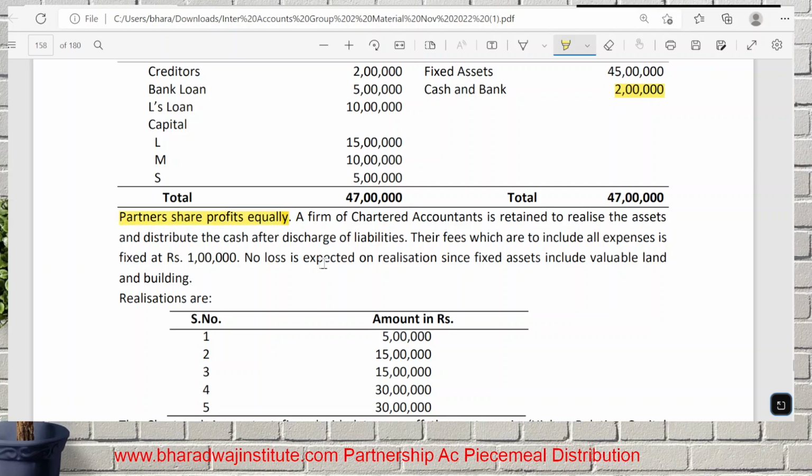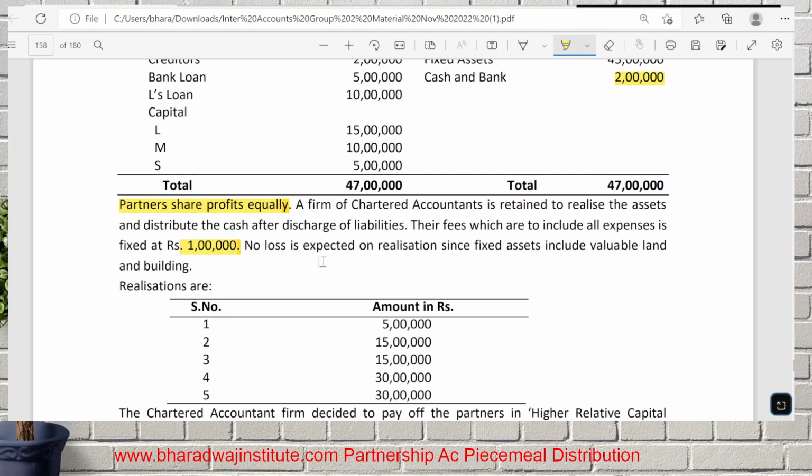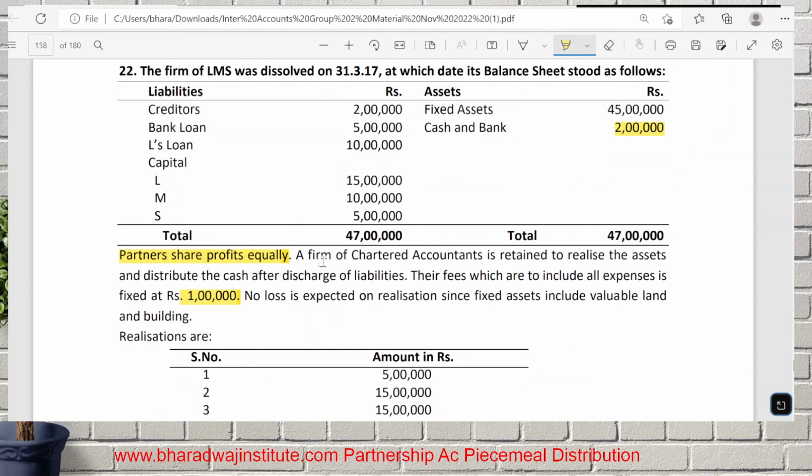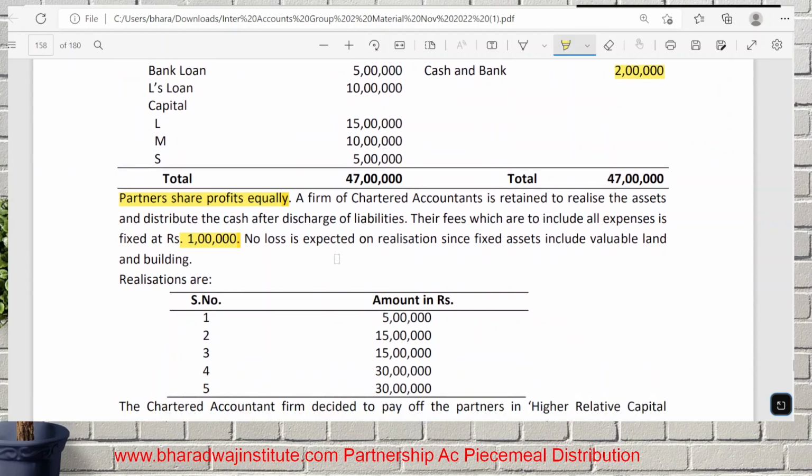The firm of chartered accountants is retained to realize the assets, distribute the cash and discharge liabilities. Their fees are also included in the expenses. Fixed at how much? 1 lakh, so 1 lakh has to be paid. The realization expenses are 1 lakh.